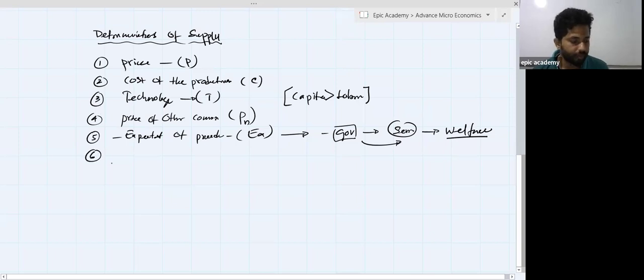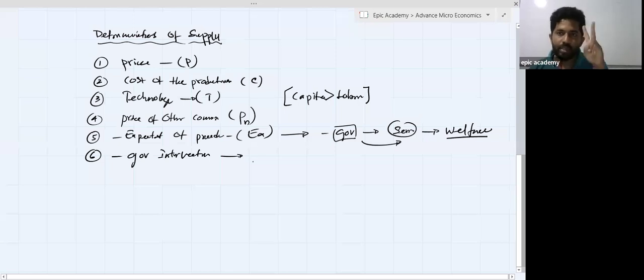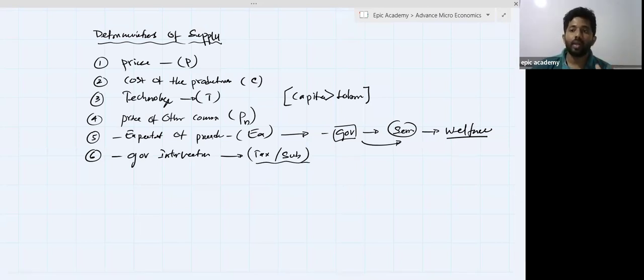Okay, sixth one. We have to consider the government policies or government intervention. You can identify two major interventions from the government to the producers or sellers. First one is tax. Second one is subsidies. Tax means you have to pay according to the value of the production or the number of units produced. You have to pay the government. It will be an income for the government. We call it tax income.